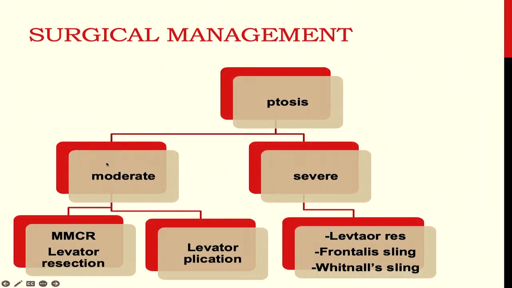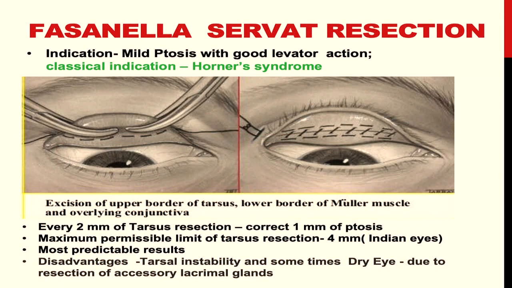If ptosis is moderate, then again, nowadays, most people, including me, are doing MMCR. One can do levator resection or plication also, and in severe ptosis, there is no choice but to go for a sling. In exceptional cases, one can do the levator resection. So with this background, I'll be discussing a few of the posterior approach procedures. Fasanella-Servat procedure: the classical indication is Horner syndrome, where you get 2 millimeter of ptosis and Muller's muscle is not functional. So here the results are excellent.